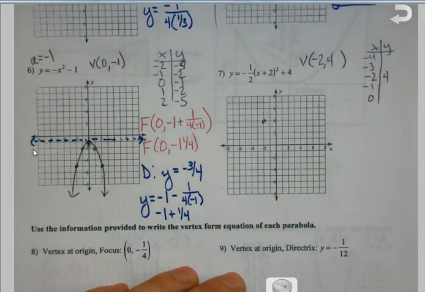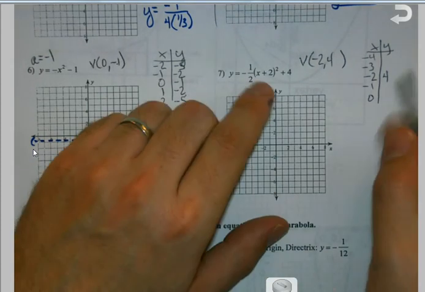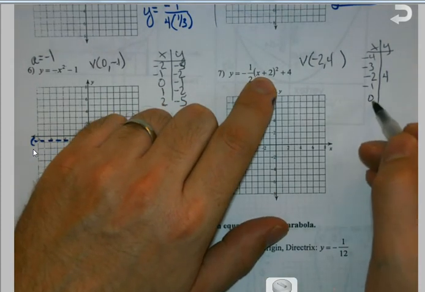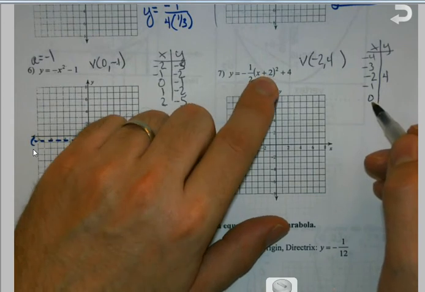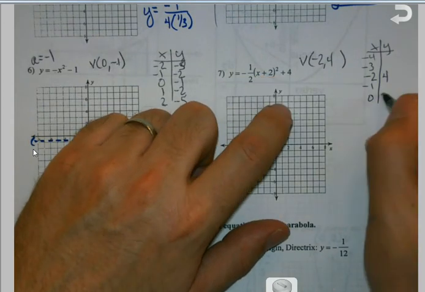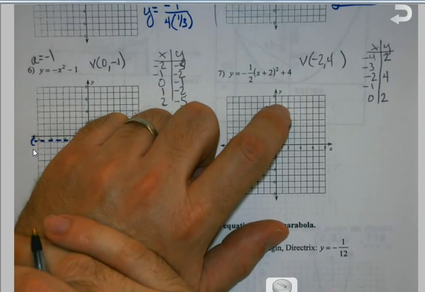And we still got 0, though. We like 0. So let's see. 0 plus 2 would be 2. 2 squared would be 4. Negative 1/2 times 4 is negative 2. Plus 4 is 2, so that sets me up for both of those.